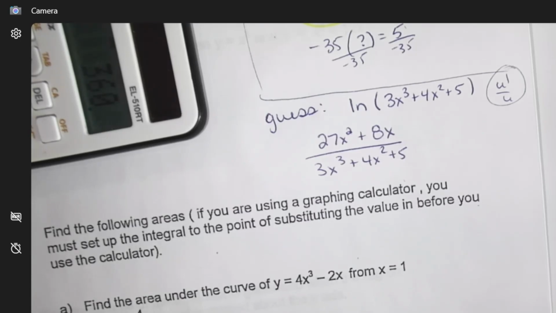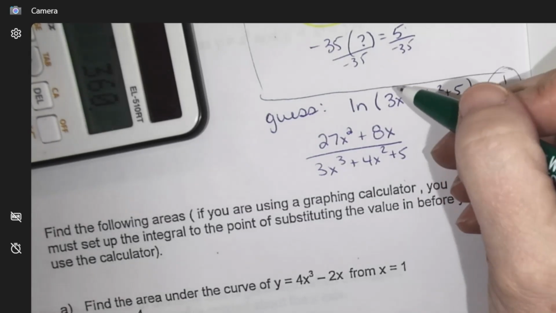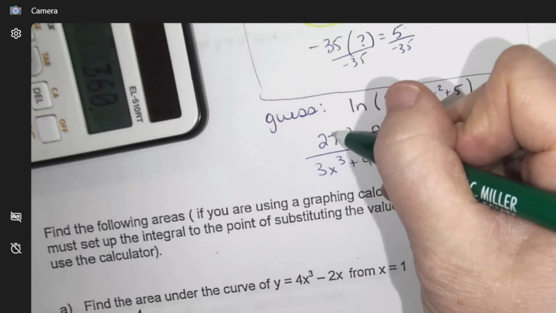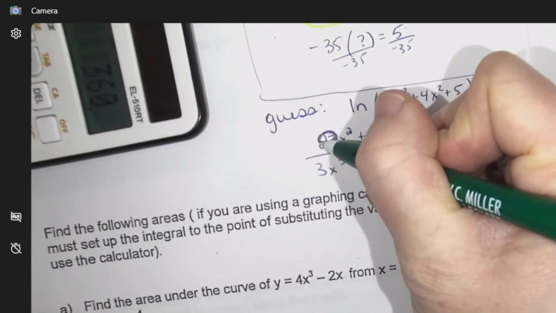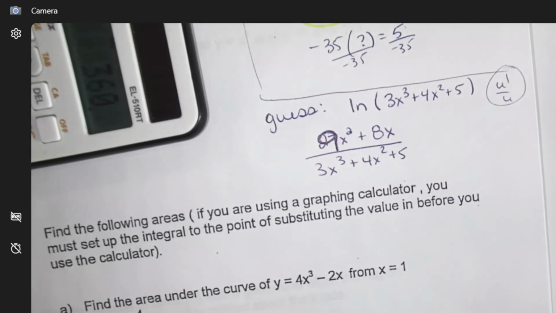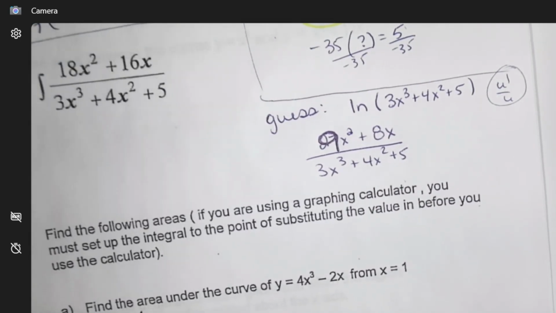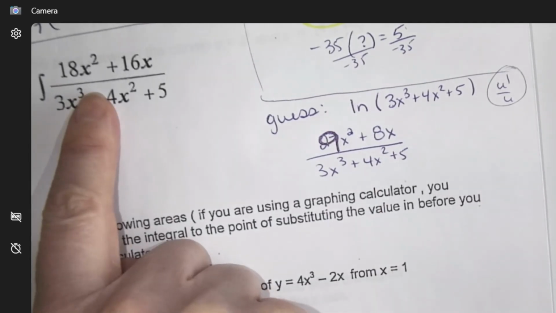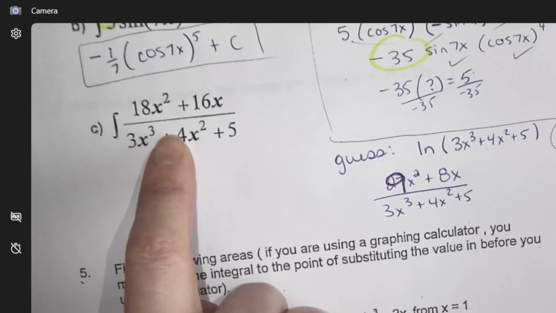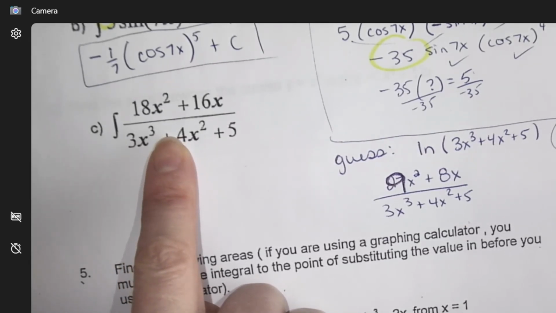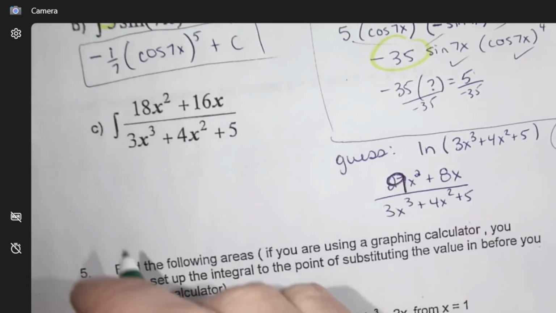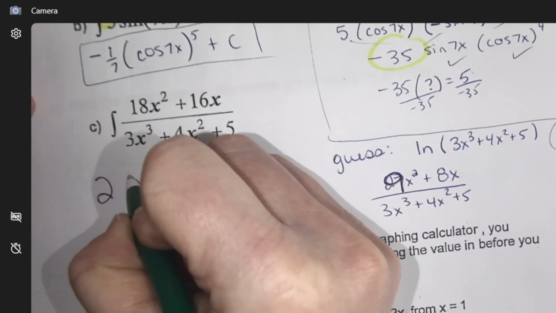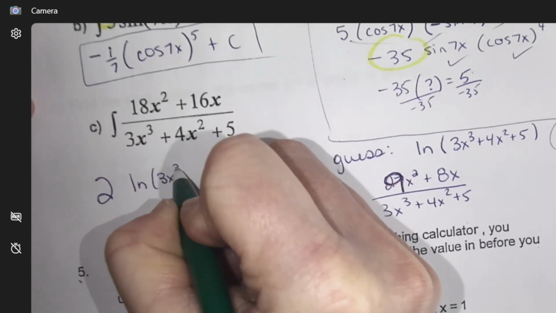Why is it 27? Oh, 3 times 3 is actually just 9. I was cubing it. Thank you. Okay. Look at your answer and look at where we need to get to. So what do I need to change? Times 2. I need the top to actually get doubled. So I'm going to put a 2 in front of my guess.